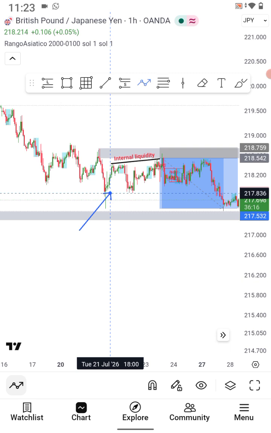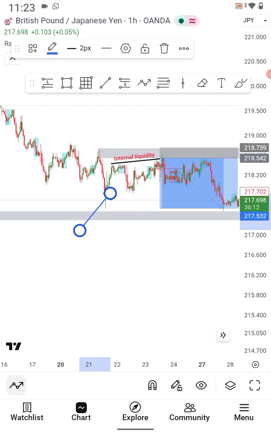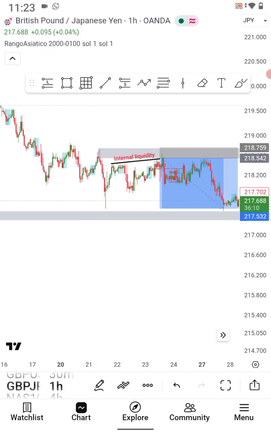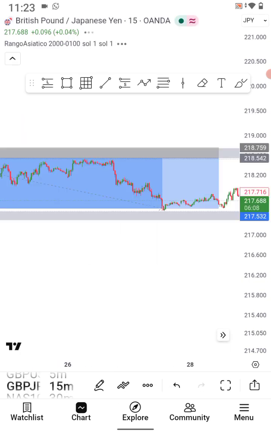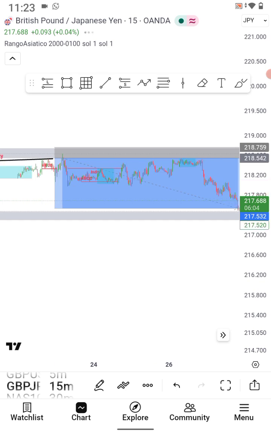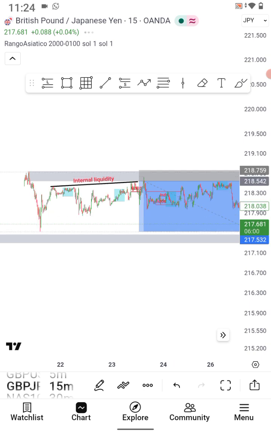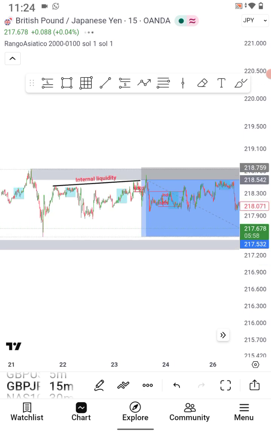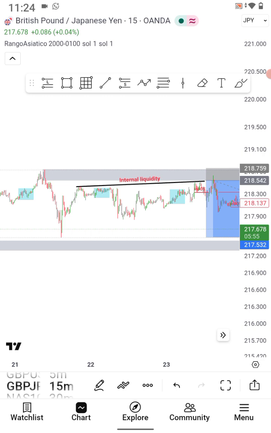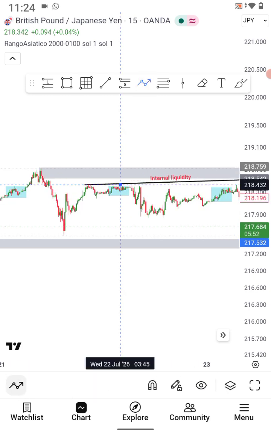Then I scaled down to 15 minutes. This is how mechanical my trading is. Are you seeing it? Very mechanical. I scaled down to 15 minutes, and then I pinpointed the actual order block on the 15 minutes. I refined it. So this is the order block.